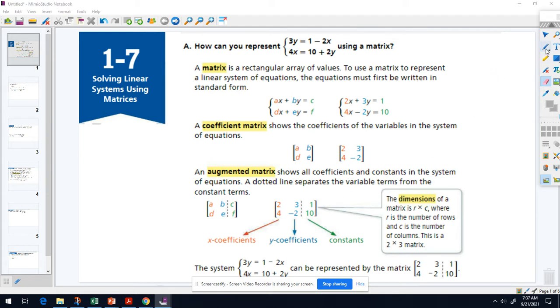When we talk about the dimensions of a matrix, it's rows times columns. The rows always go down, and the columns always go across. So rows go down, columns go across. If we're writing the matrix from this equation right here, it would be 2, 3, 1, 4. This is really important. You take the sign that's in front of the variable. So this would be a -2 and then a 10.